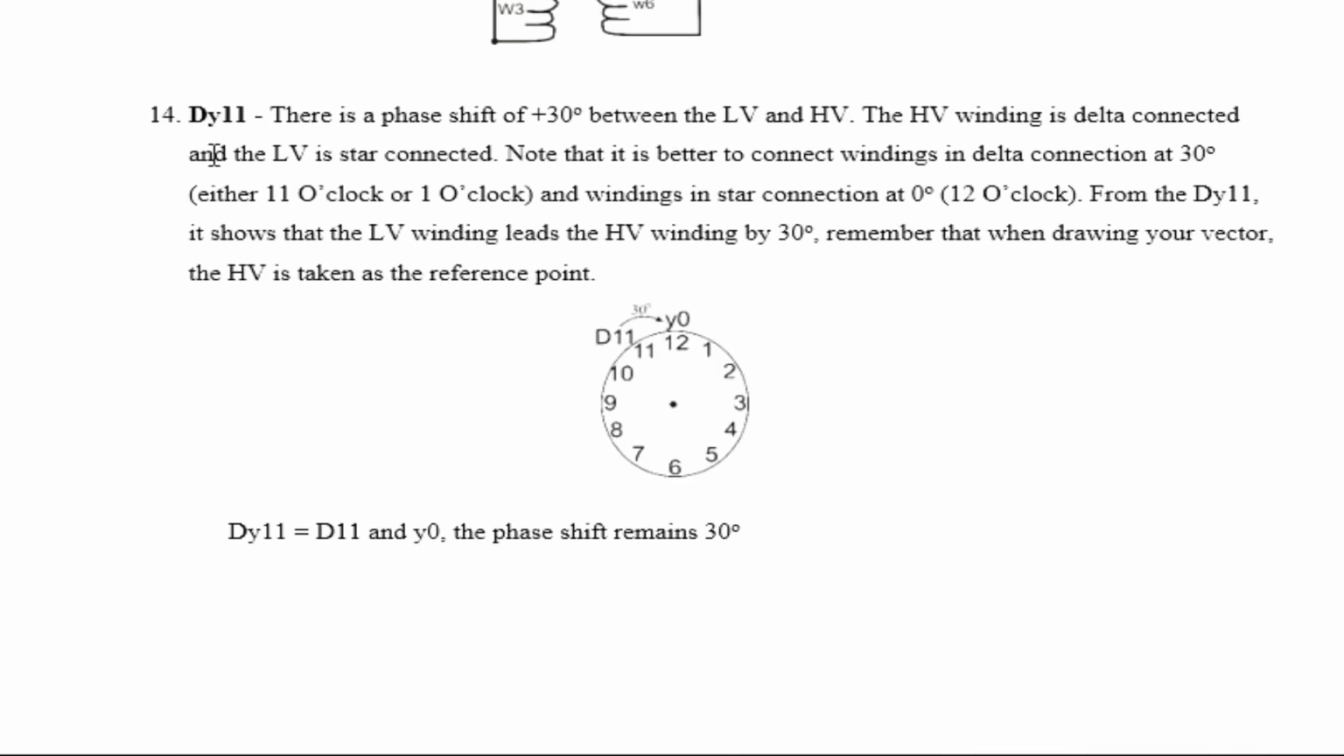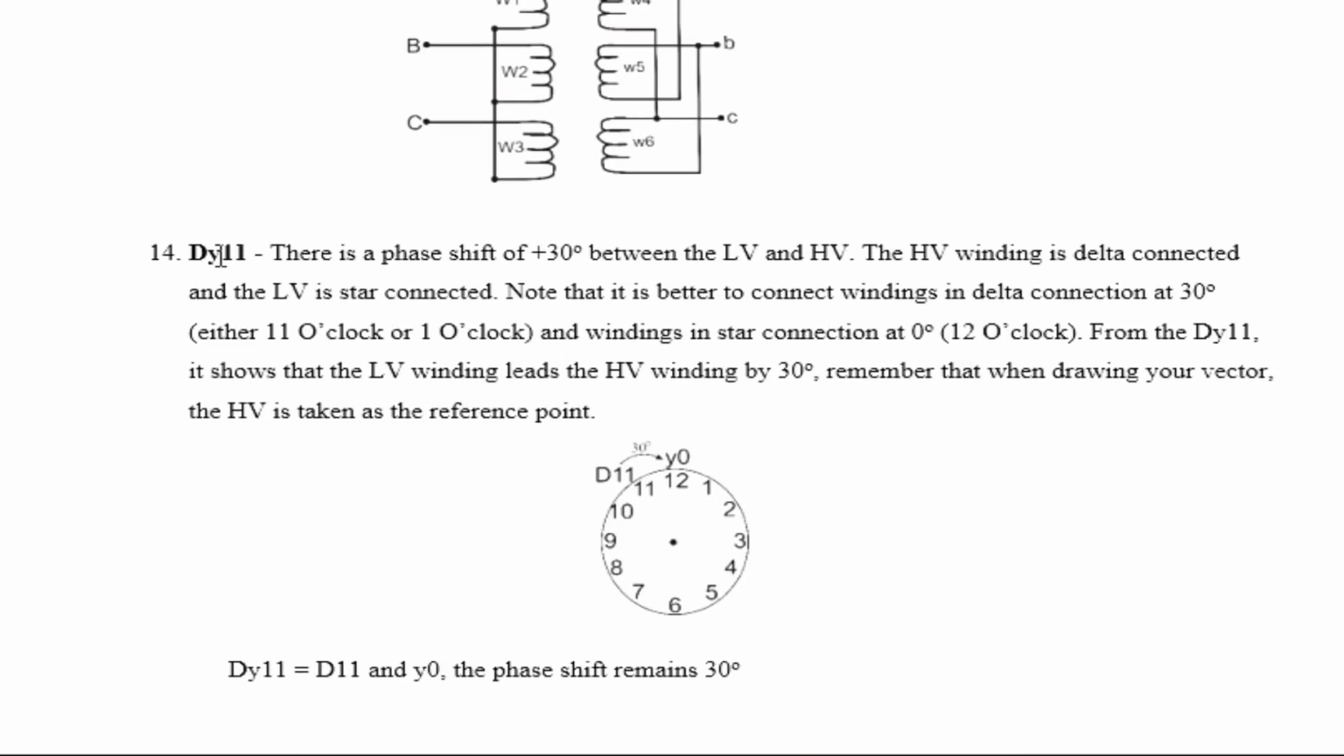So the last one is DY11. If you look at it, DY11 means that the high voltage is delta, the low voltage is star, and it's on 11 o'clock, which is 30 degrees. This means that the low voltage is leading the high voltage by 30 degrees.